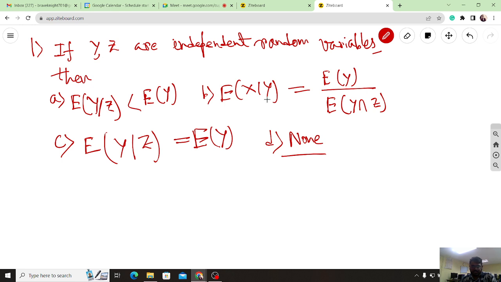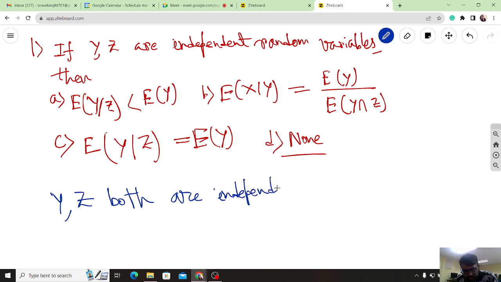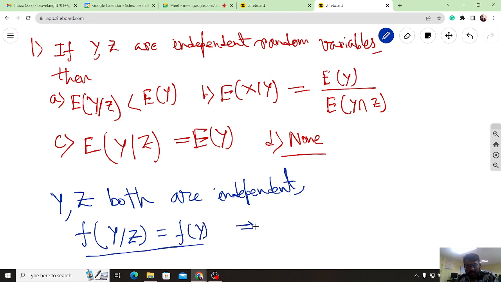Yes, the right option is C. Because y and z both are independent, that's why we can write that f of y given z, the PDF, is equal to f of y. This implies expected value of y given z is equal to expected value of y.